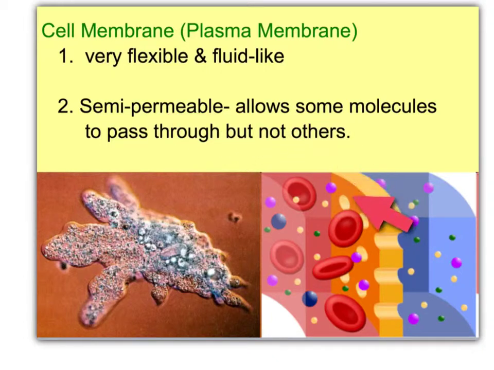It's also semi-permeable, semi meaning partial, permeable meaning allowing to move through. And cell membranes allow some molecules to pass through but not others. You can see here these little tiny holes. Some objects are allowed to go through them, some are not, and this is true about the cell membrane.